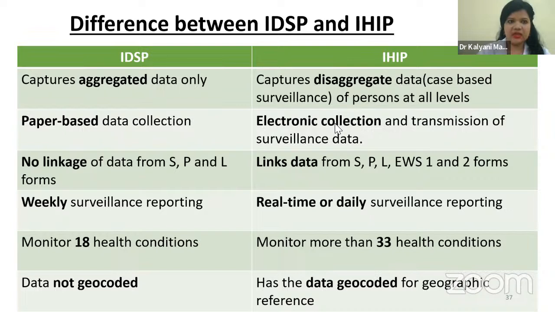IDSP monitors only 18 health conditions, whereas IHIP monitors more than 33 health conditions. The data is not geocoded in IDSP, but IHIP has the data geocoded for geographic reference. Also, IHIP provides analyzed reports on mobiles or other electronic devices.